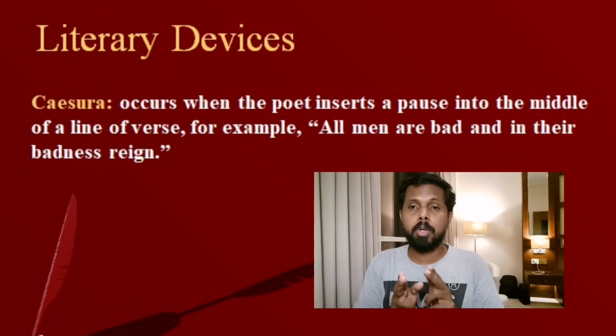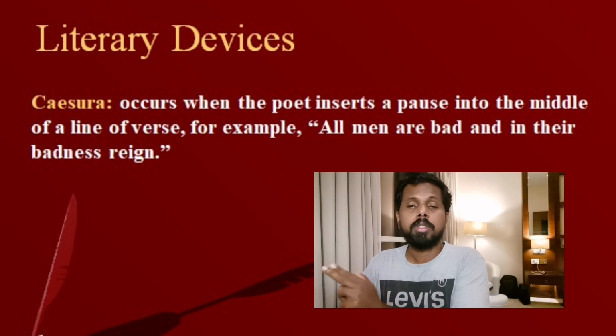So we can say that the poet makes a pause in the middle of this line. All men are bad, and in their badness reign. Whenever a poet makes a pause in the middle of a line, we call it caesura, right? And another poetical device is quite familiar to everyone. It is alliteration.